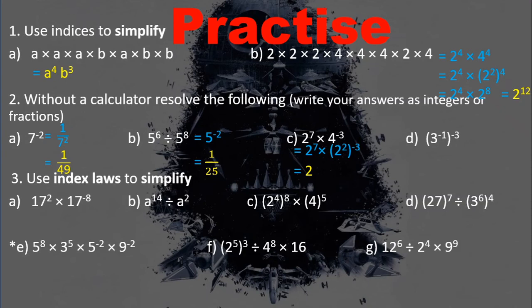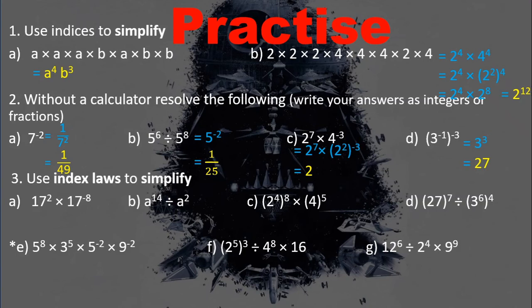Question D, power of a power law. That's going to be 3 to the power of positive 3, which is 27. Question 3, we don't need to work out the values of these expressions. We just need to simplify them. So don't use your calculator for this. 17 to the power of 2 times 17 to the power of negative 8.